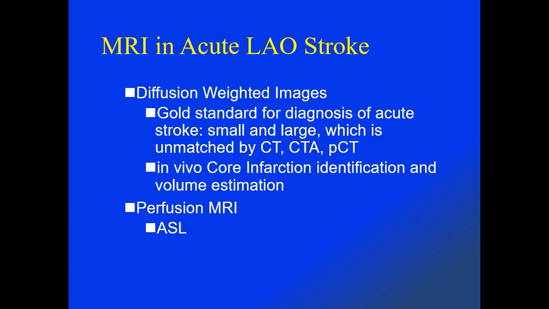MRI can and is being used in the assessment of patients with acute stroke. Diffusion-weighted image remains the gold standard for diagnosis of acute stroke, whether small or large, and it is unmatched by CT, CTA, or perfusion CT. It is also the best way to identify and estimate the volume of core infarction at the time of presentation. Perfusion MRI can also be obtained, just like perfusion CT, to assess the perfusion status at the time of presentation.